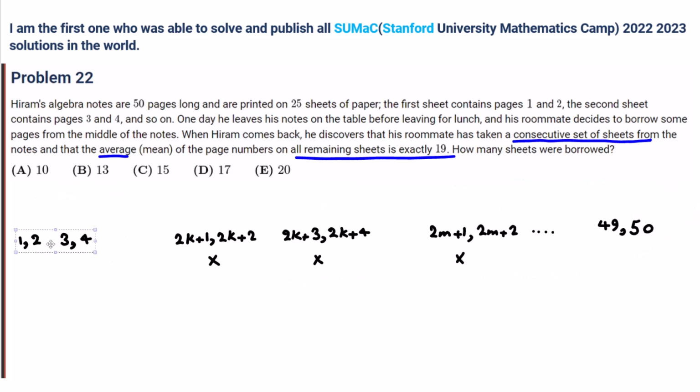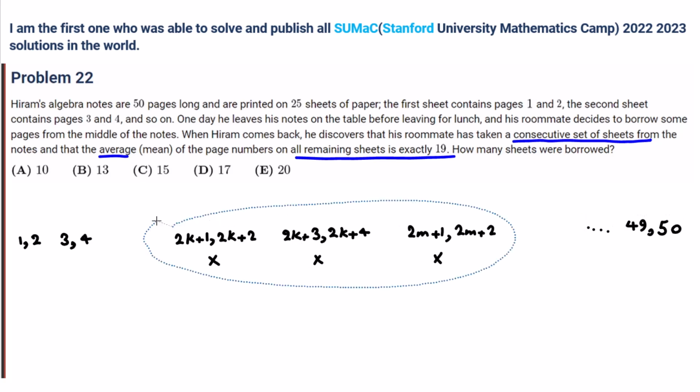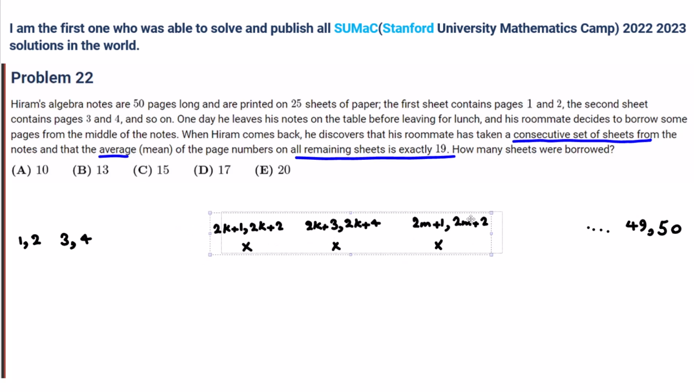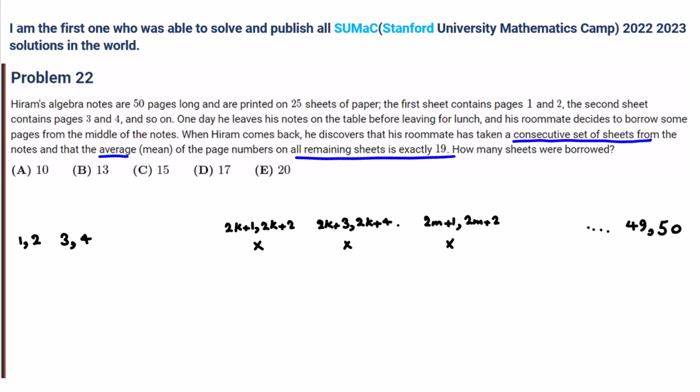So 1, 2, 3, 4. So this one, and let's make them a bit smaller. So we have dot dot dot, 2k minus 1 and 2k. We have these pages and 2m plus 3 and 2m plus 4, right? Okay.